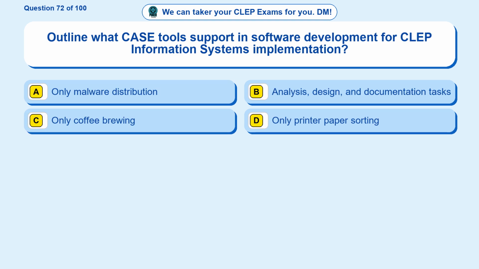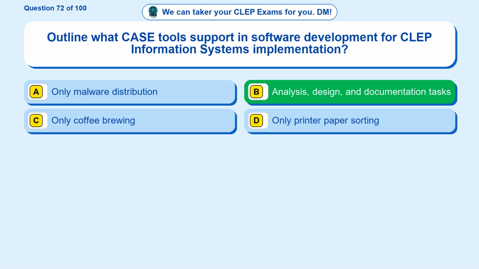Question 72. Outline what CASE tools support in software development for CLEP Information Systems implementation? Option A, only malware distribution. Option B, analysis, design, and documentation tasks. Option C, only coffee brewing. Option D, only printer paper sorting. The correct answer is option B, analysis, design, and documentation tasks.